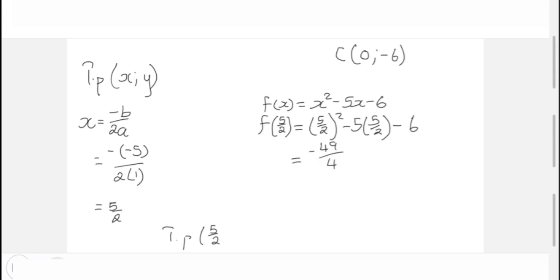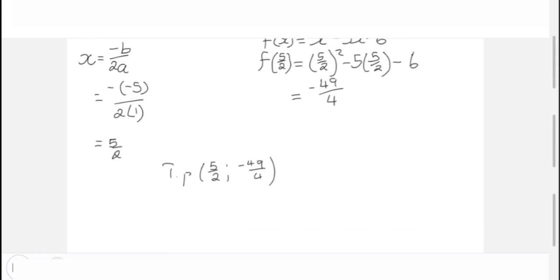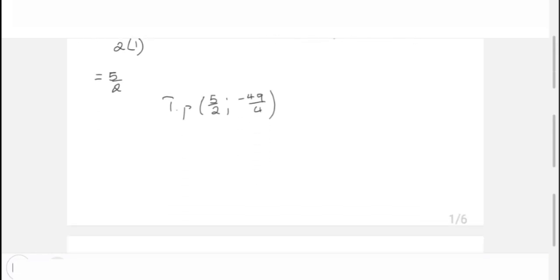Okay. Right, so now we've got the turning point and we've got its x and y value. It's negative 49 over 4. So remember, guys, to find the x coordinate, you use x is equal to negative b over 2a. And to find the y value of the turning point, you take that value and substitute it back into your equation.